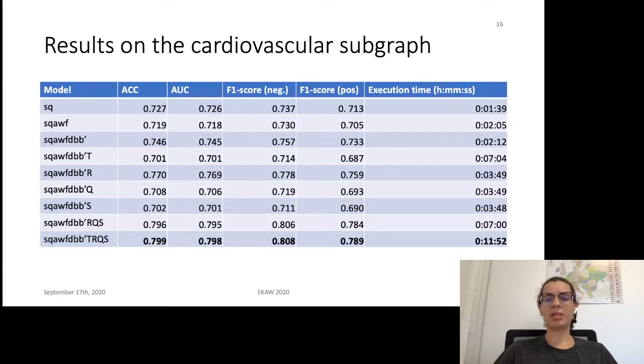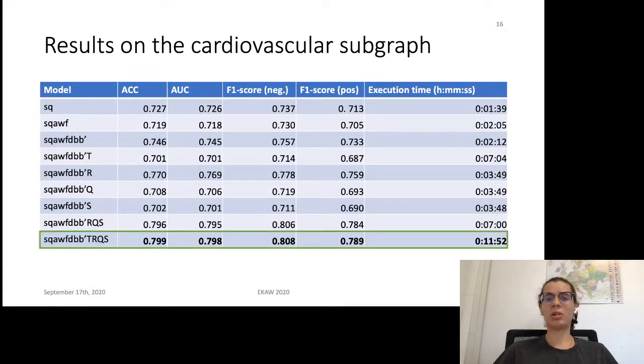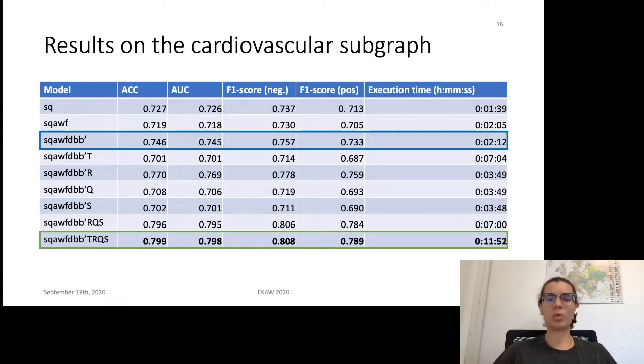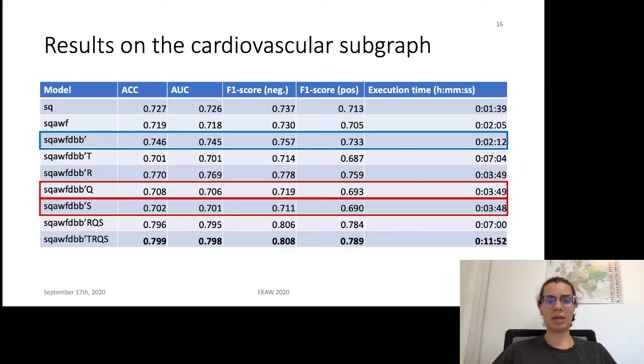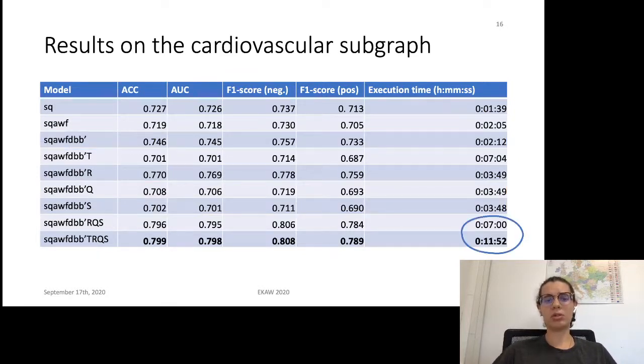So we repeated the experiments for the subgraph related to the cardiovascular questions, and we obtained coherent results. Also in this case, the best model resulted to be the one including all the features, with an improvement when compared to the basic model of about 5% on all the metrics. We can also see that the behavior of question and student graph embeddings is the same as before. So we have a negative impact when they are used alone, but their interaction improves the prediction. And finally, we can see that also in this case, the execution time grows importantly when adding text embeddings, while the contribution to the quality of the prediction is even lower than before.